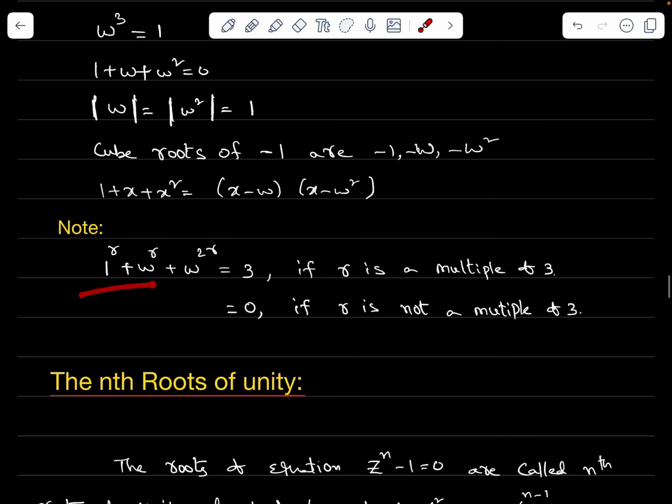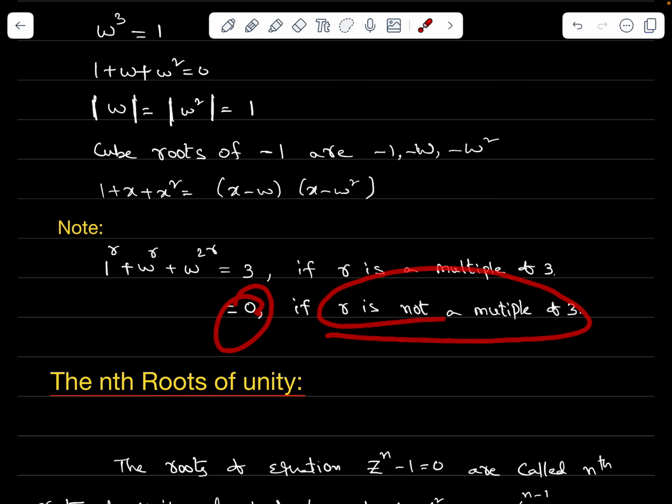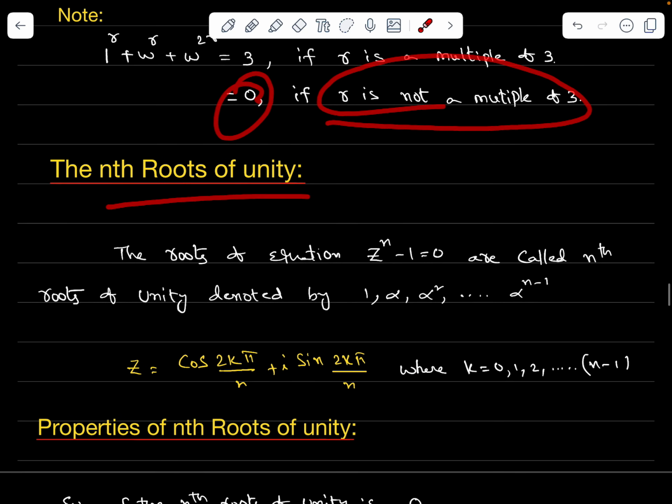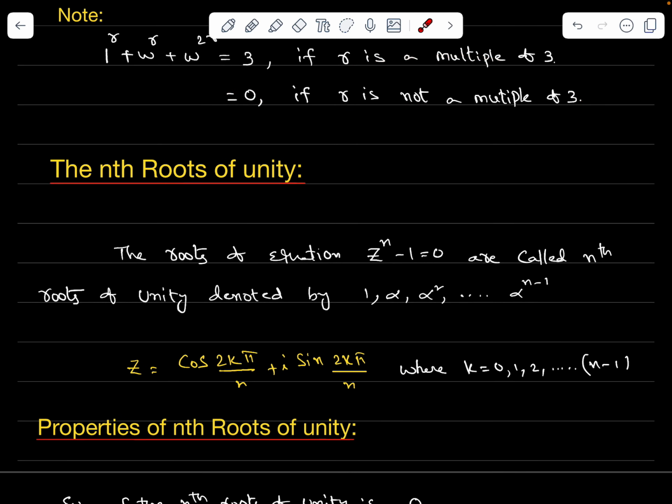Note: 1 power r plus omega power r plus omega power 2r. If the value is 3, r is a multiple of 3. If the answer is 0, r is not a multiple of 3. Then the nth roots of unity. The roots of the equation z power n minus 1 equal to 0 are called the nth roots of unity, denoted by 1, alpha, alpha square, and so on, alpha power n minus 1.